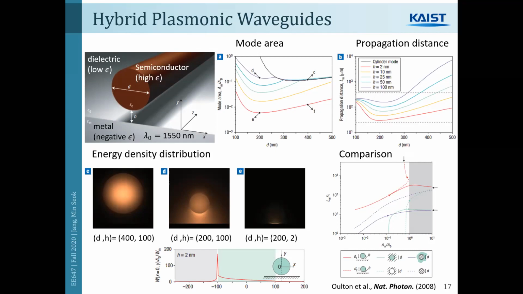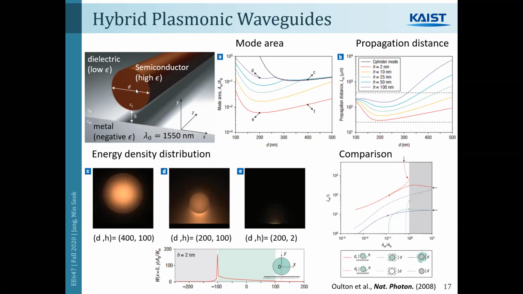Okay, so the hybrid plasmon polariton is something like this. You have a high index material, like a semiconductor, so this is basically a dielectric waveguide. And then you have a very thin spacing, and you have a metal at the bottom. If you calculate the mode profile for different geometric parameters, when the diameter of the dielectric waveguide is large, and the distance between the waveguide and the metal is large too, then the mode is almost perfectly photonic. So the mode is entirely inside the dielectric waveguide.